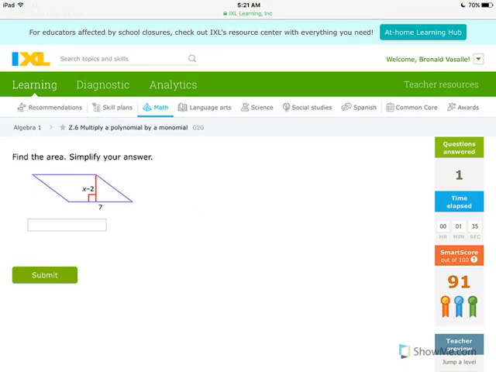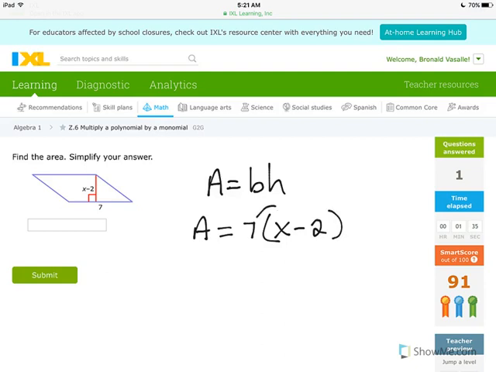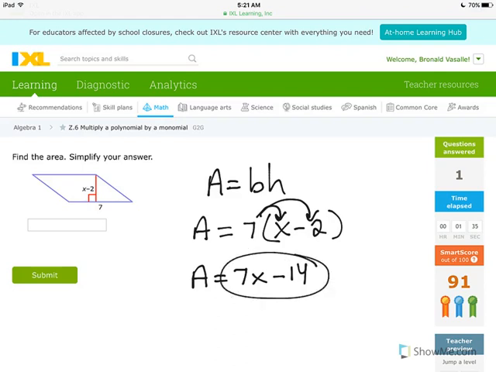This one we have a parallelogram. So area of a parallelogram is base times height. So our base is 7. And the height is the x minus 2. And then you can distribute the 7. So 7x. 7 times negative 2 should be negative 14. So there's your area for that parallelogram.